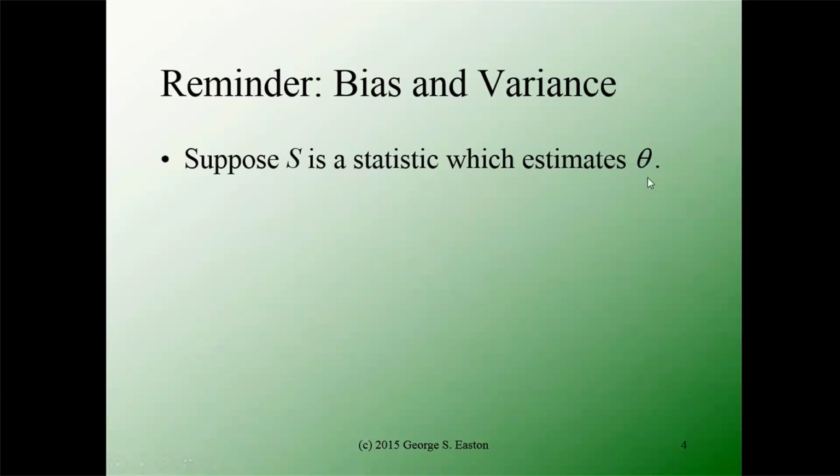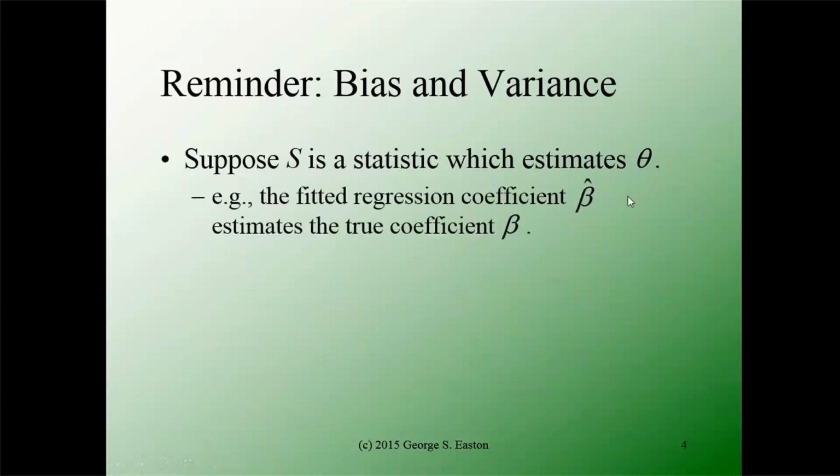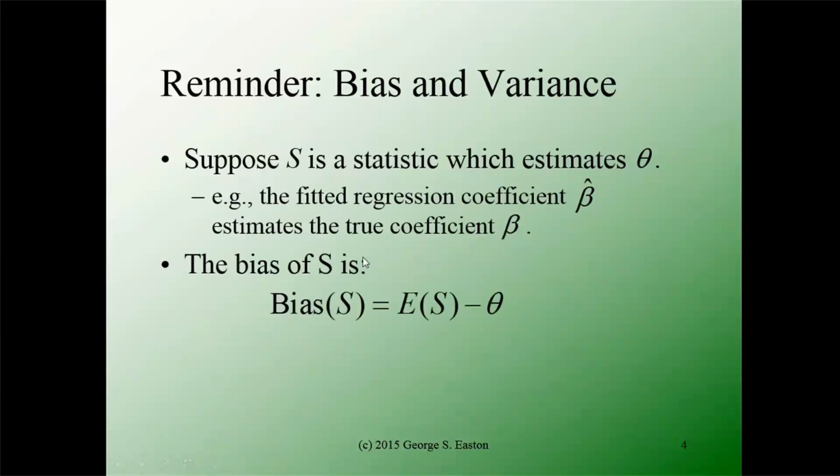So again, if I want to get specific to the case of regression, then the fitted regression coefficient beta hat is going to be estimating the true slope coefficient beta. Then the bias of our statistic S is going to be the difference between the expected value of S and the value of the thing that it is estimating, theta. So the bias of S is the expected value of S minus theta.